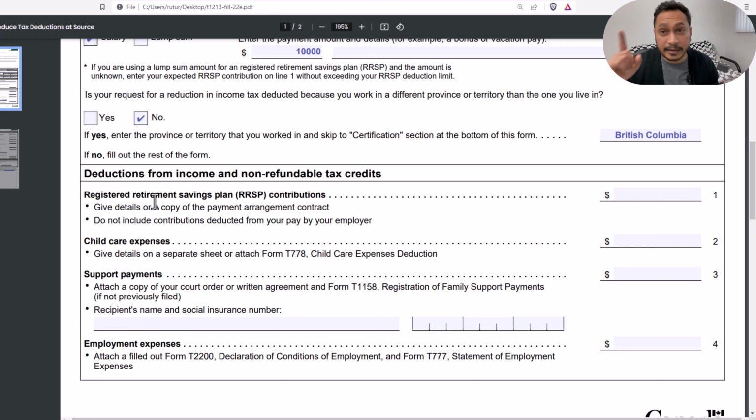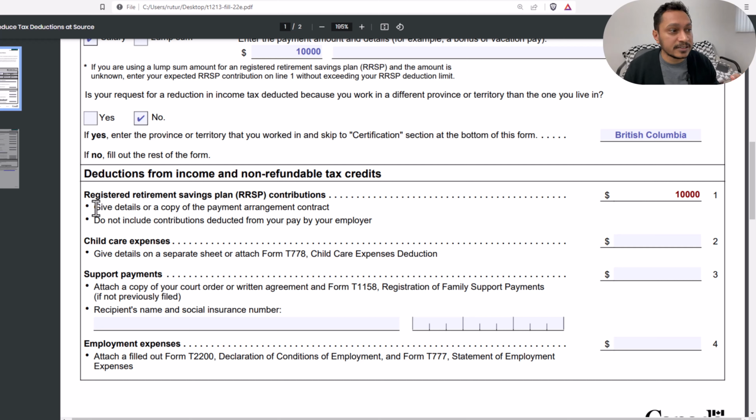Registered retirement savings plan. The most important information here is that if you are contributing every year to your RRSP and you know how much you are going to contribute, you do not have to wait till the end of the year to get your tax refunds. Start putting in the information. For example, let's say I'm going to contribute $10,000 on my own and I'm not including the part where my employer adds their part of the contribution. So I'm going to put $10,000 only.